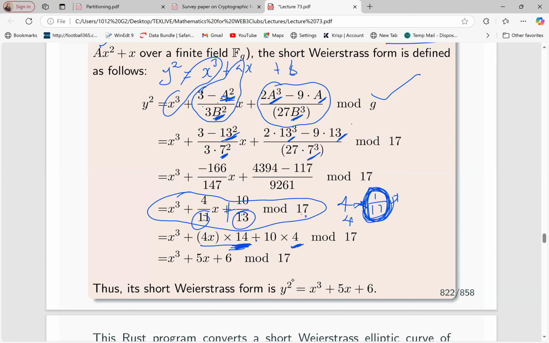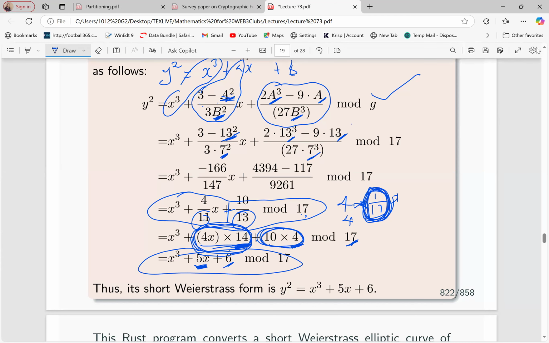And then multiply this and reduce mod 17. This, of course, will be 56x, and mod 17 that is 5x. And this will be 40, and mod 17 that will be 6. So you have now arrived at the short Weierstrass form.